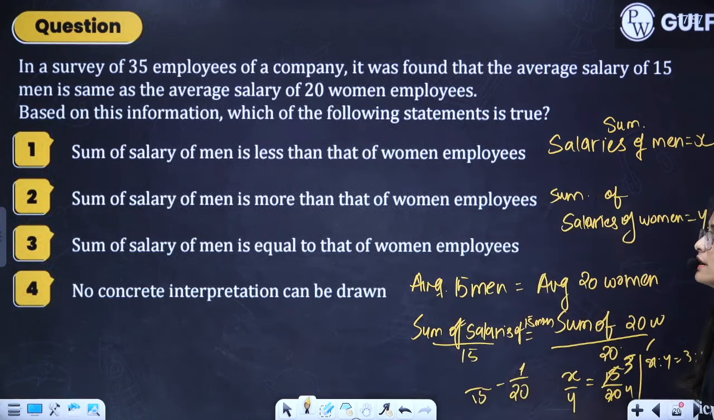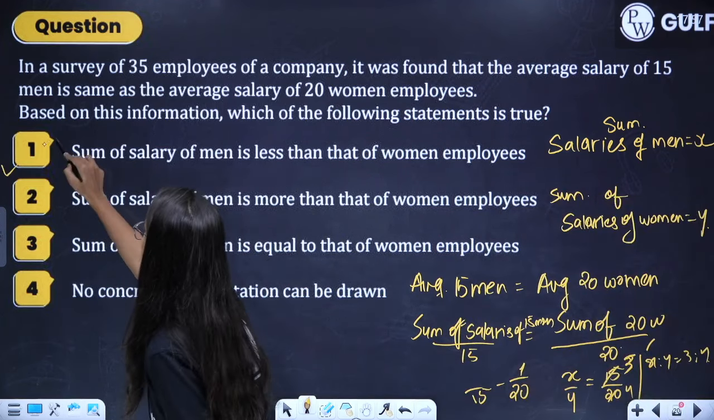Okay, I hope you all understood this. Here our answer is option.